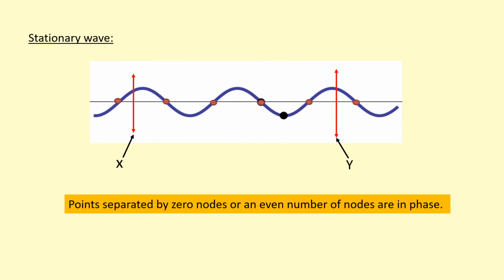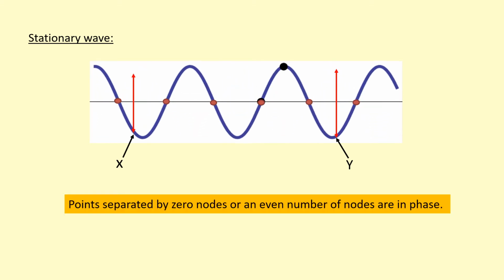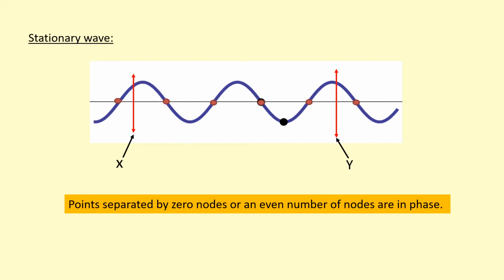Okay, so it turns out the rule is if 2 points on a stationary wave are separated by either 0 nodes or an even number of nodes, they're going to be in phase.